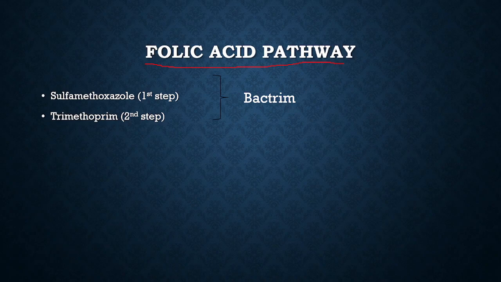So we have two drugs: sulfamethoxazole and trimethoprim. Sulfamethoxazole is going to have an effect on the first step of the folic acid synthesis, and trimethoprim is going to have an effect on the second step. When they are combined together, they are called Bactrim. That's just the trade name, Bactrim.